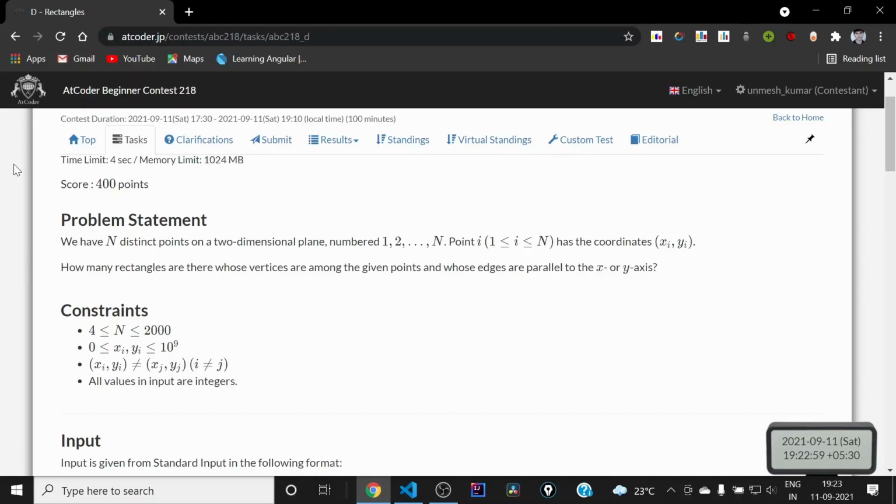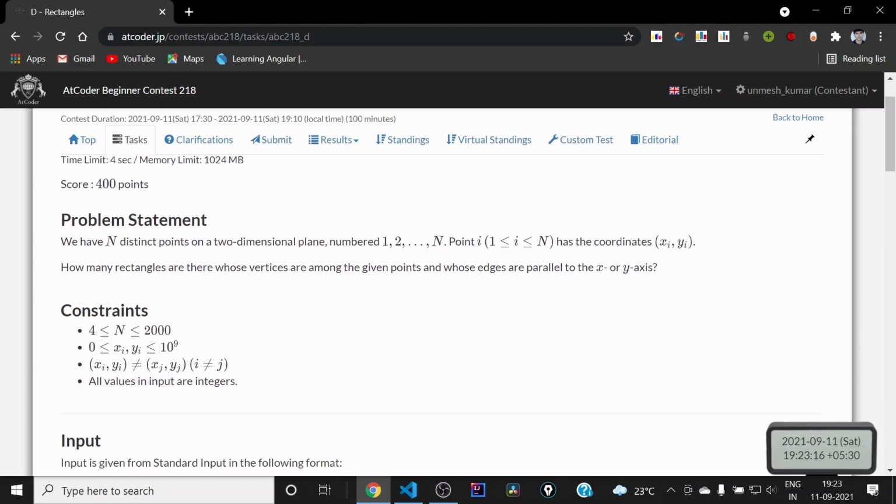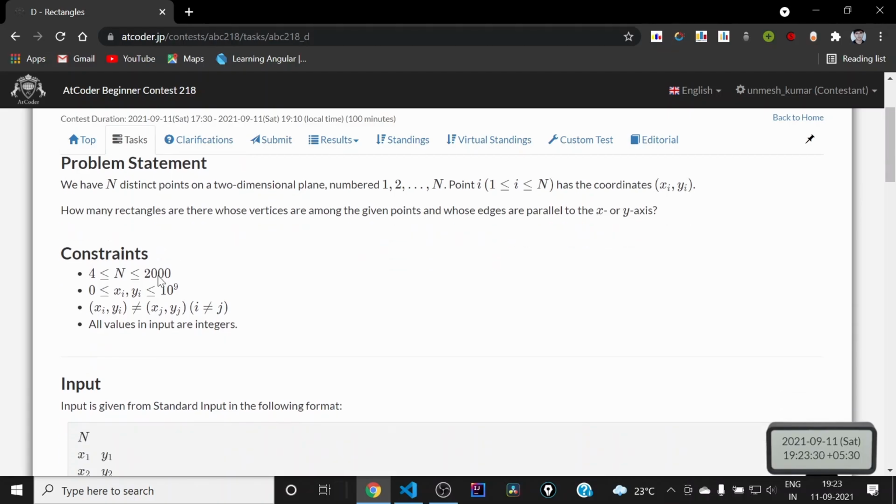Hi everyone, so AtCoder Beginner Contest 2018 just finished, and in that contest there was a problem, D, Rectangles. In this problem there are n distinct points on a two-dimensional plane, numbered from 1 to n, and point i has the coordinates xi and yi. We are required to find the number of rectangles possible whose vertices are among these given points, and whose edges are parallel to the x and y axis.